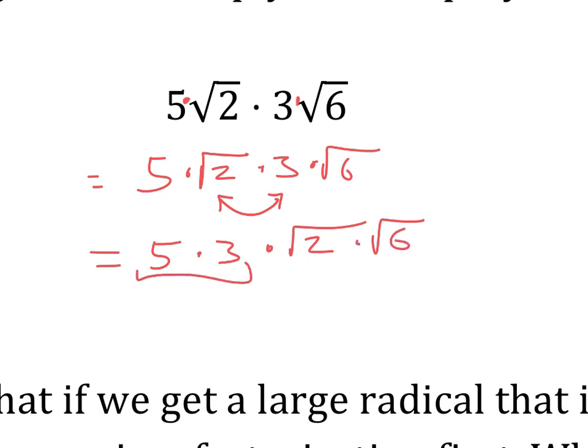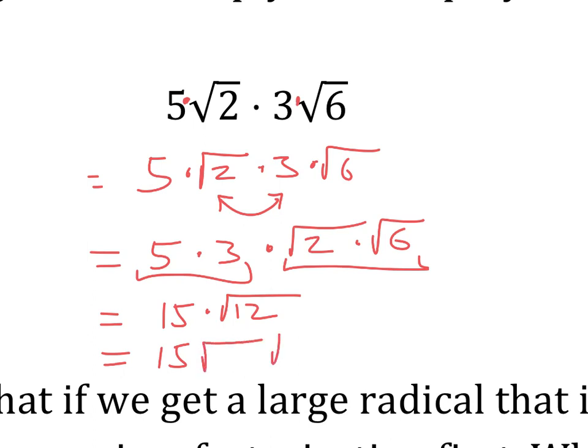And now we can see, well, we know what 5 times 3 is. That's 15. And we know what the square root of 2 times the square root of 6 is. We can multiply that. That's the square root of 12. Okay? So what happened? We multiplied the numbers under the square root and multiplied the number outside the square root. Okay? Now, we're going to simplify this square root of 12. The square root of 12 is the square root of 4 times the square root of 3. And the 15 is just hanging out.